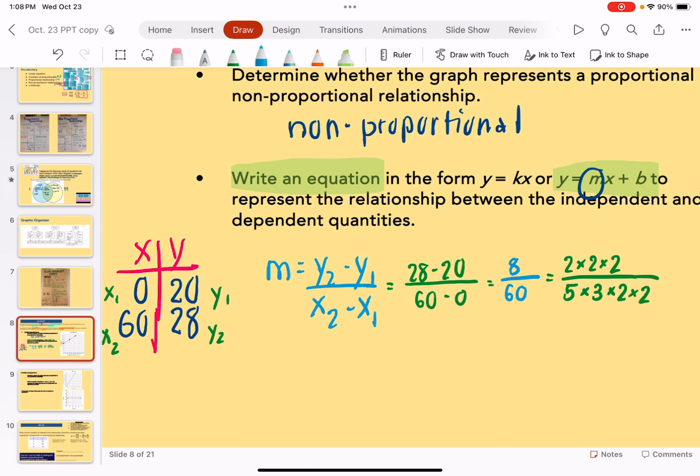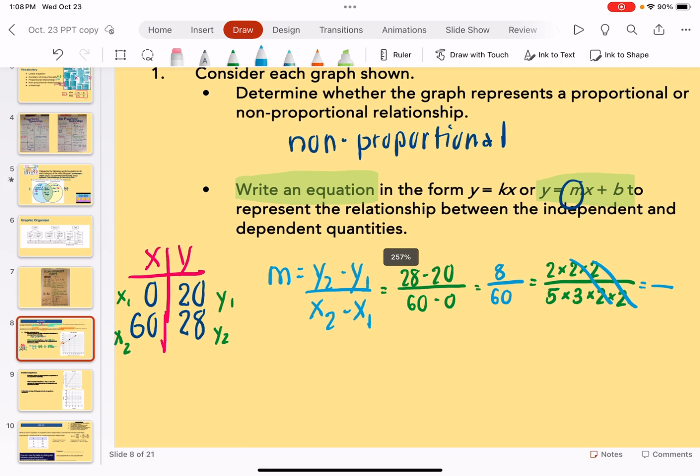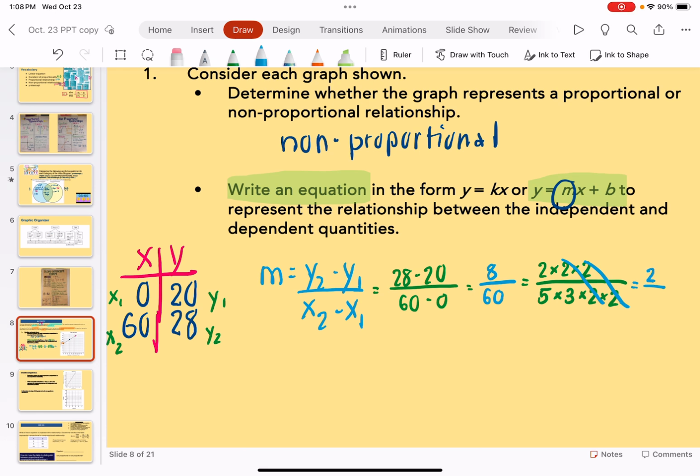So now I have the prime factors of both 8 and 60, and I'm going to cross out the numbers that are the same on top and bottom. So I'm going to cross out the 2 and then another 2. And then from here, on top, I'm left with 2. On bottom, I have 5 times 3, which is 15. So then that means that my slope, m, is equal to 2 over 15. So I'm going to circle that because I'm going to need that for my equation.